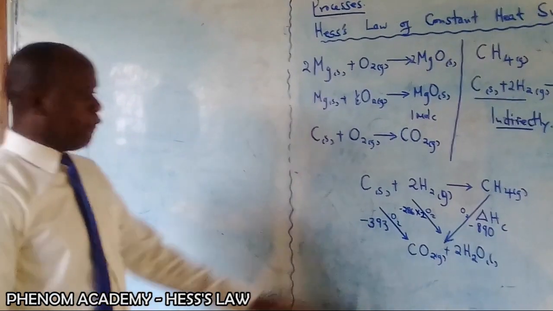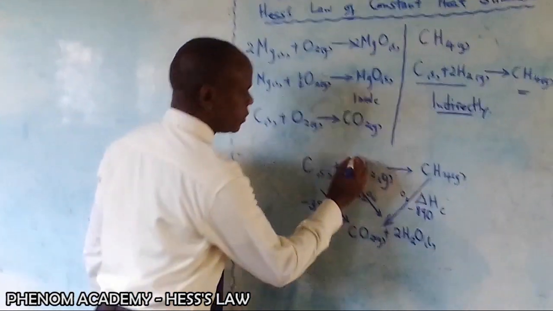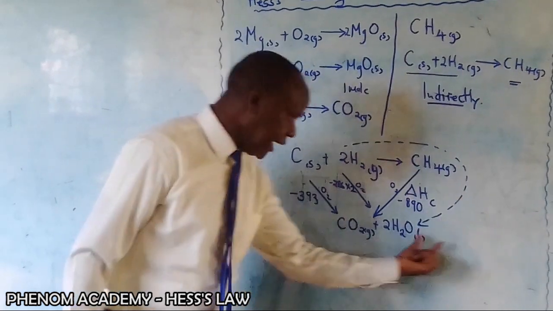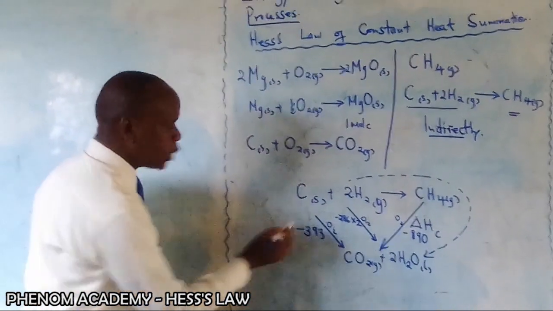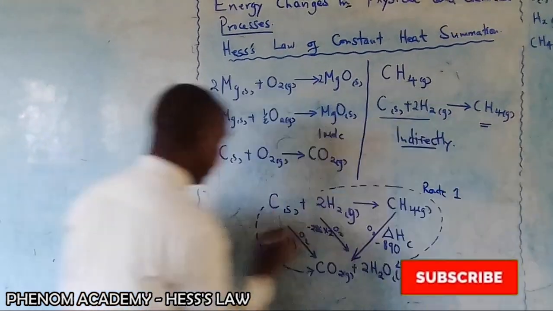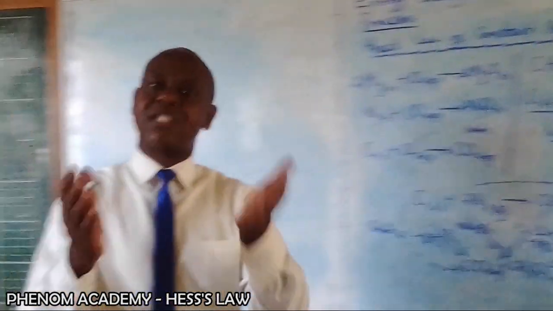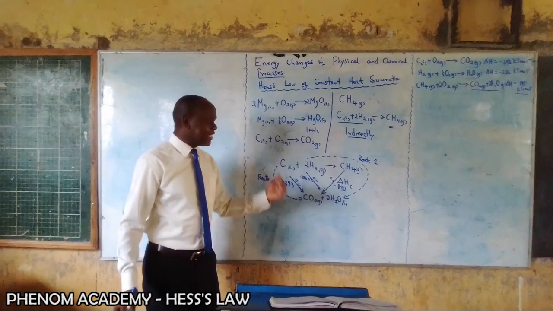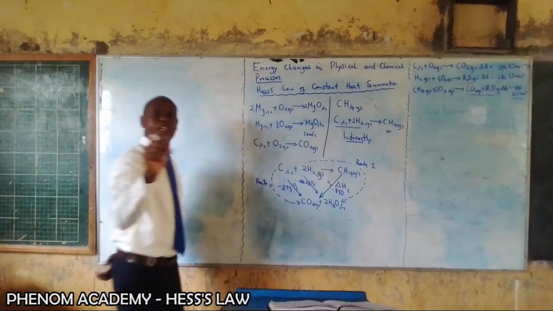Now look, for you to get these products, there are 2 routes you can use. There is this route: you can follow that route, whereby first you form the methane, and finally the methane burns in oxygen to produce this. You can also burn these constituent elements directly to get these products. This is another route. So we have route 1 and we have route 2. This is now the essence of Hess's law of constant heat summation. This is what it states: in converting reactants to products, the energy change which occurs is the same regardless of the route followed during the chemical process.